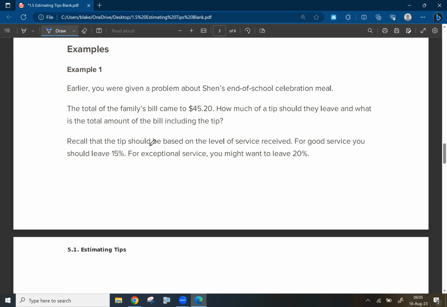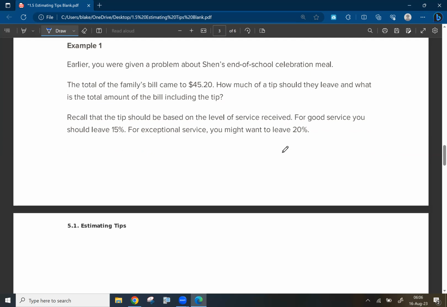It doesn't necessarily say which one to go with. But remember, for good service, we can do 15%. For exceptional service, we can leave 20%. Let's calculate both of them real fast. I mean, I guess it couldn't hurt, right? So let's try and do that.